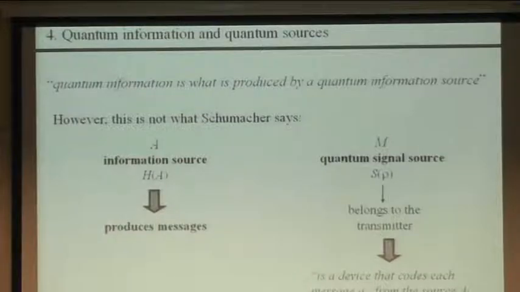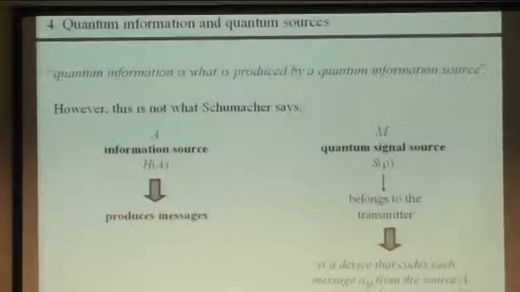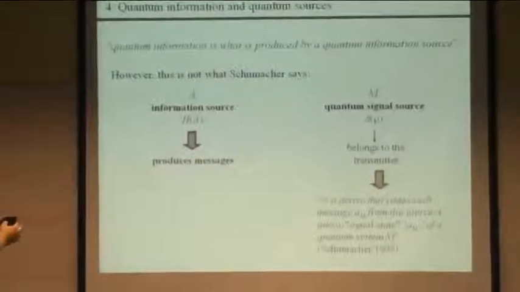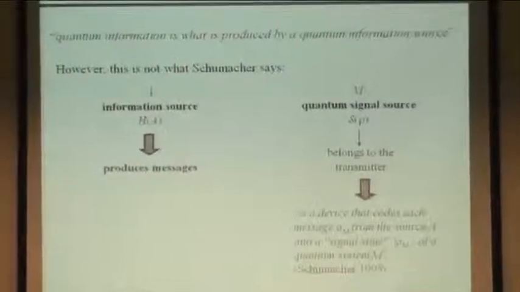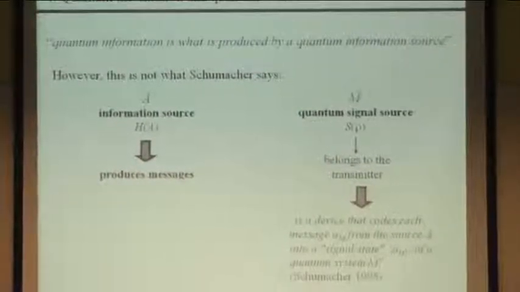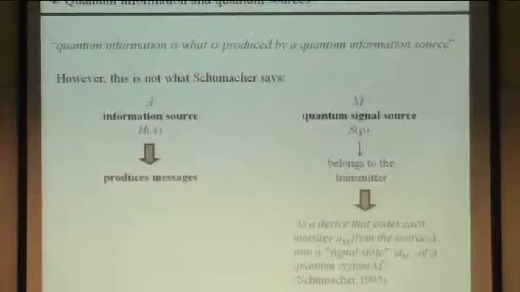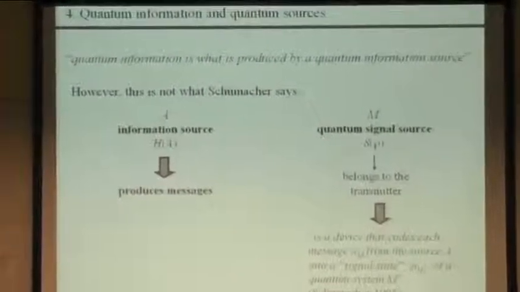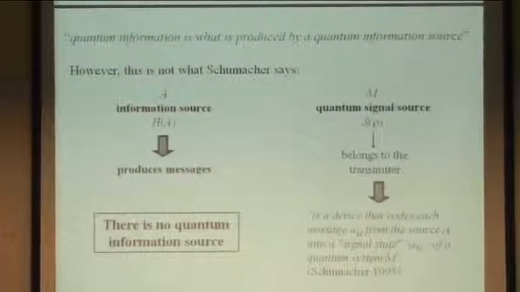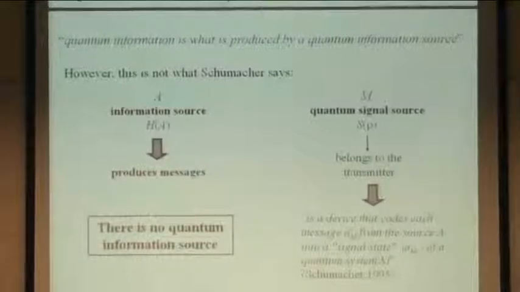this M, the quantum signal source, is a device that codes each message, AM, from the source A, into a signal state, that is a quantum state, of a quantum system M. So the quantum signal source is a device that belongs to the transmitter, to the coding stage, not to the generating of information state. Okay, so in Schumacher there is no quantum information source.